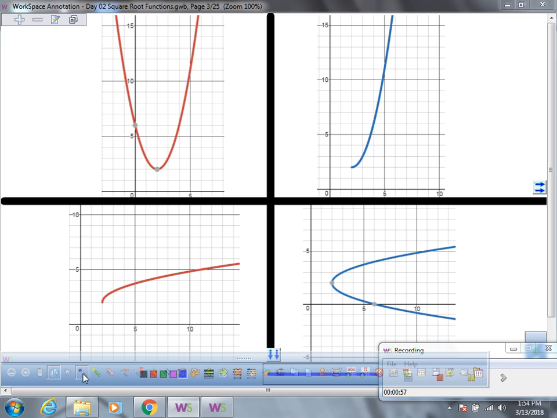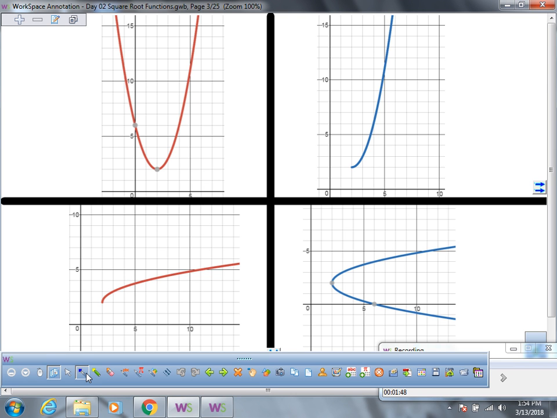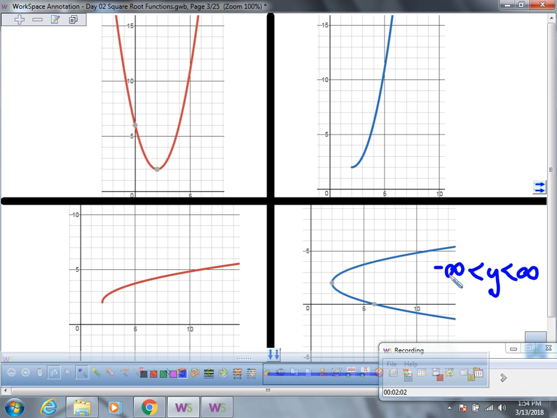I'm going to argue this one for a certain reason. This one is the only one where y, the range, is positive infinity to negative infinity. This one, y has to be greater than 2. This one, y has to be greater than 2. And this one, y has to be greater than 2, right? That being said, what about this one?